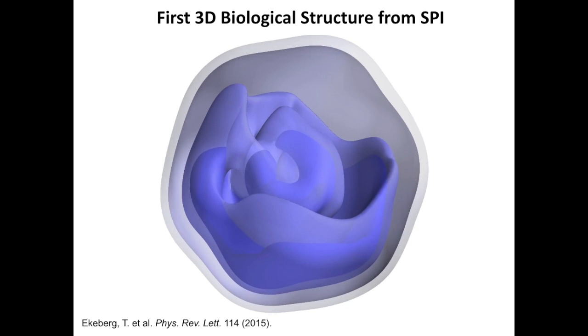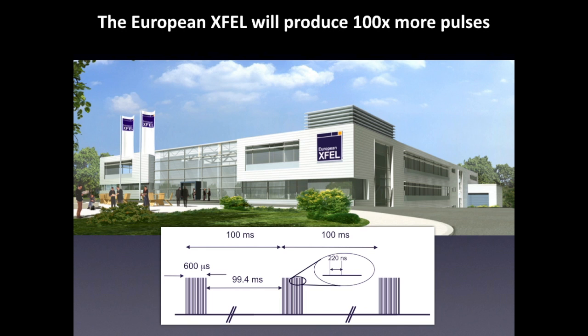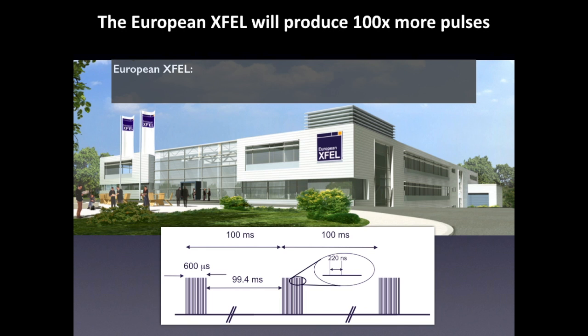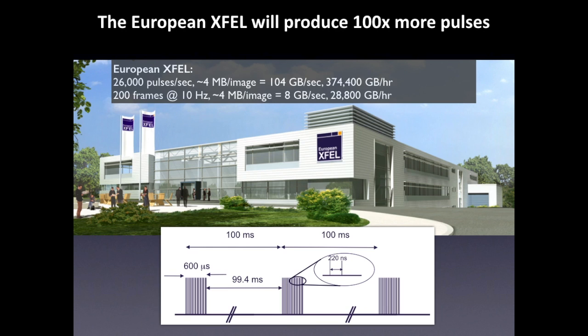For the future, we have the European XFEL coming up at the end of next year, which will provide almost 300 times more shots per second than you have at the LCLS. You have 26,000 shots per second at the European XFEL compared to 120 shots per second at the LCLS. And you're going to have an amazing amount of data.